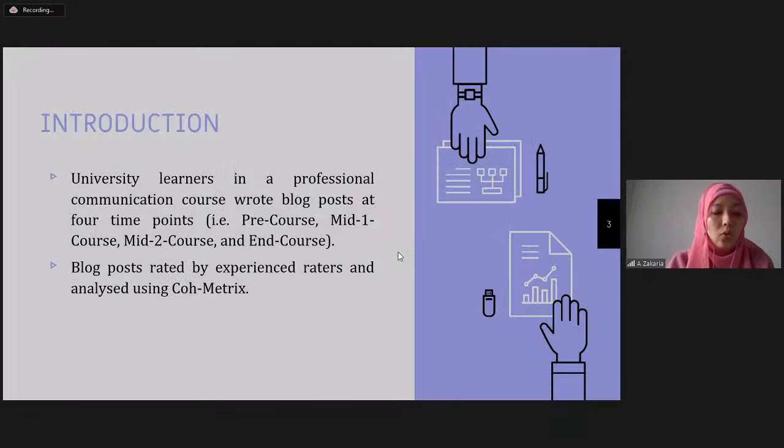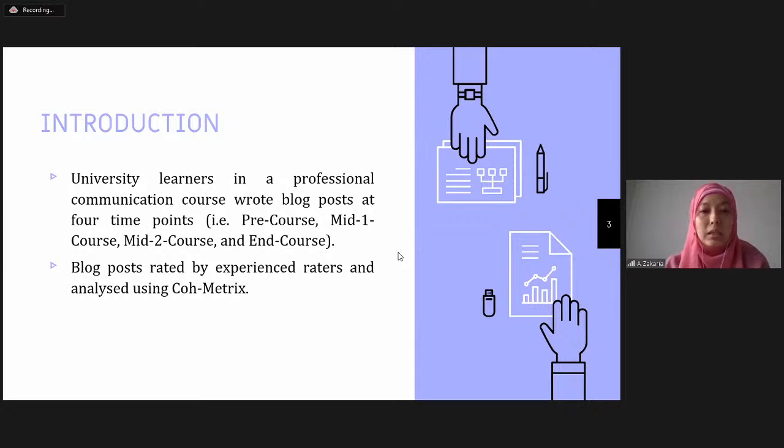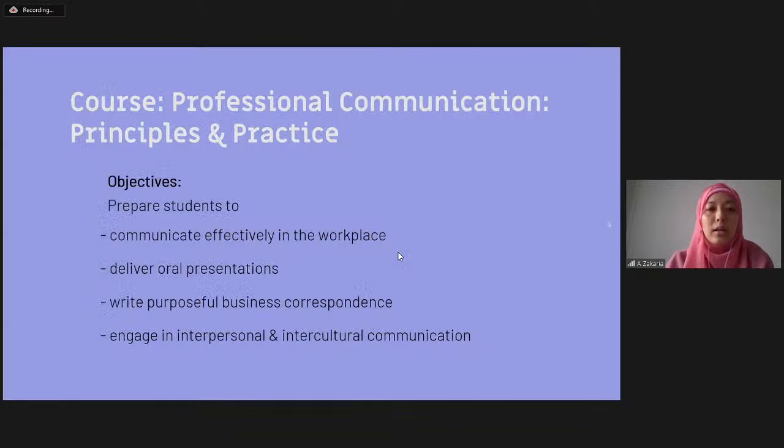Over the course of a 14-week semester, learners were asked to write 4 blog posts at different time points: before the course started (pre-course), twice during the course (mid-course 1 and mid-course 2), and at the end of the course. The blog posts were then rated by experienced raters, and then analyzed using Coh-Metrix.